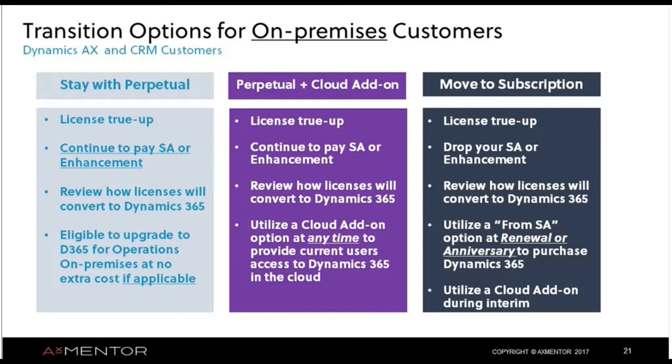And you would utilize a from SA option. It's from software assurance or from enhancement plan is how that name came about. But you can use this option at renewal or anniversary to purchase Dynamics 365. And if you are in a midterm for however many months, you would use the cloud add-on option instead. But going forward, what you would see on your invoice or your bill would be a from SA for Dynamics 365 Enterprise Plan 2. That's just what you would see as the name of this option.